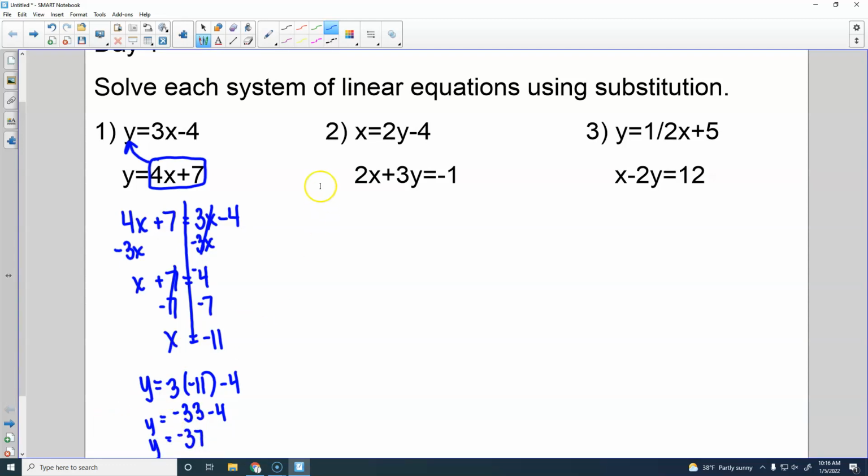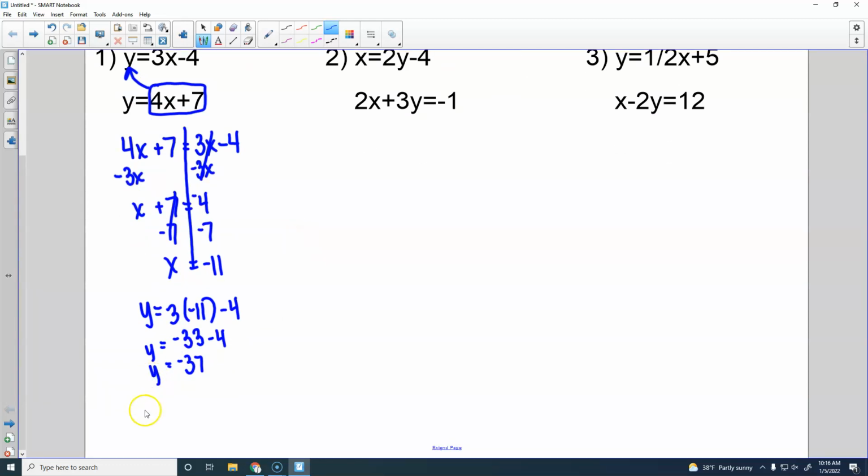So remember, when we're solving systems of equations, our answer is a point. It's the point where these two cross. Right? Another way that we solve these is we graph them. This one obviously would be really hard to graph because it doesn't cross until you get to -11, -37. So if you were using your whiteboard, it would run way off of the whiteboard for that.